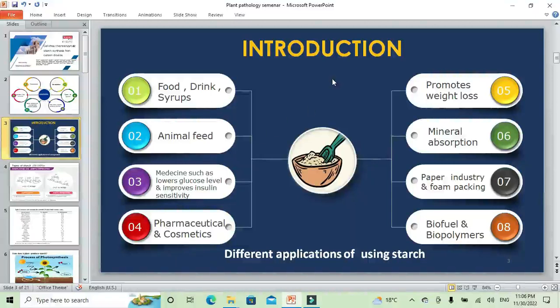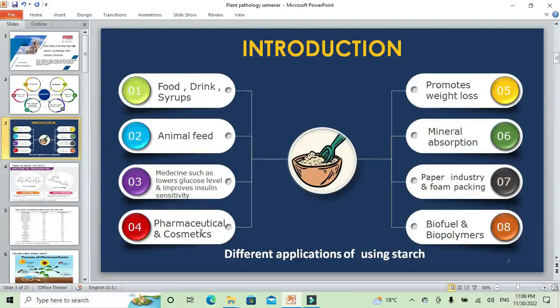In the beginning, this is the introduction. We will talk about the benefits and the importance of starch in different applications. As you see here, we can use starch in food, drink, syrups, and animal feed. We can use it in medicine, such as lowering glucose level and improving insulin sensitivity.